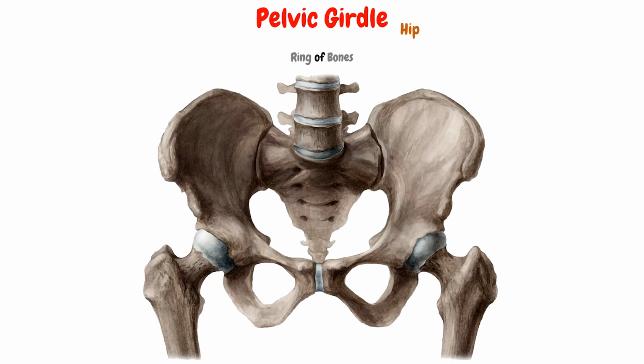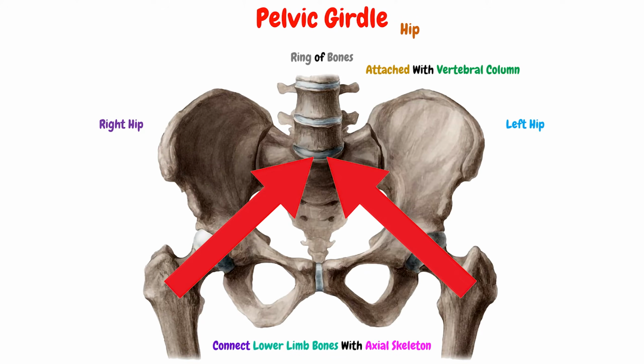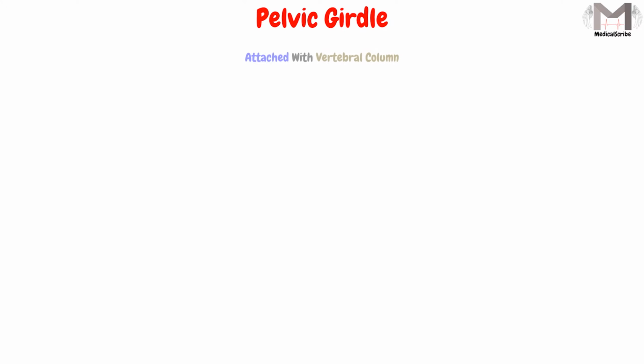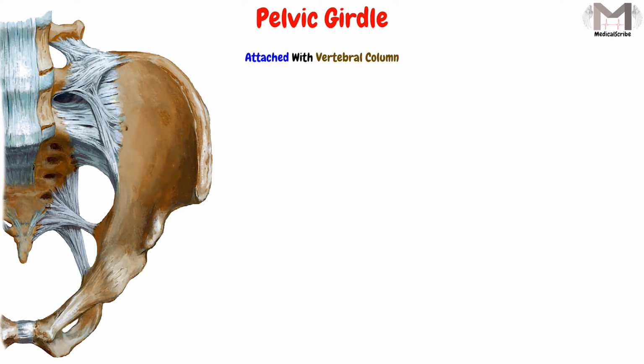The pelvic girdle, which is commonly named the hip, is a ring of bones attached to the vertebral column. Those bones form the left and the right hip bones, and mainly connect the lower limb bones with the axial skeleton. This pelvic girdle is attached to the vertebral column by a joint called the sacroiliac joint. This joint connects the sacral bone with the ilium.